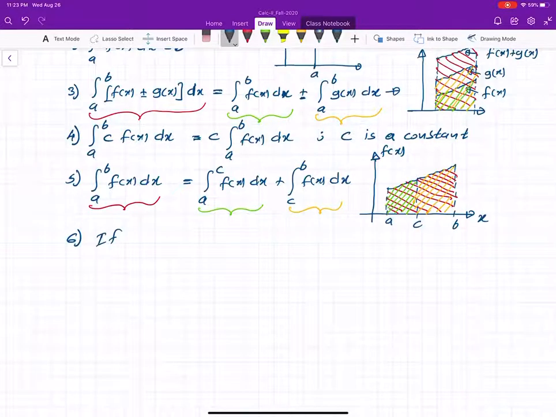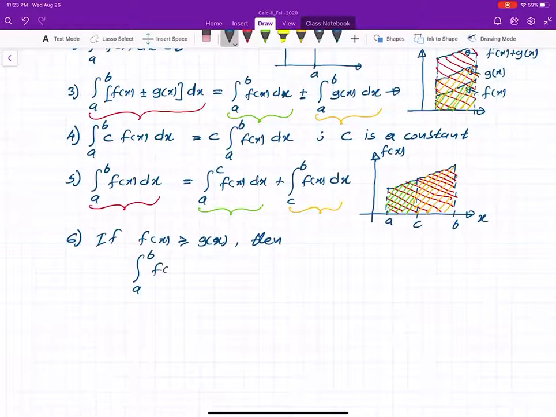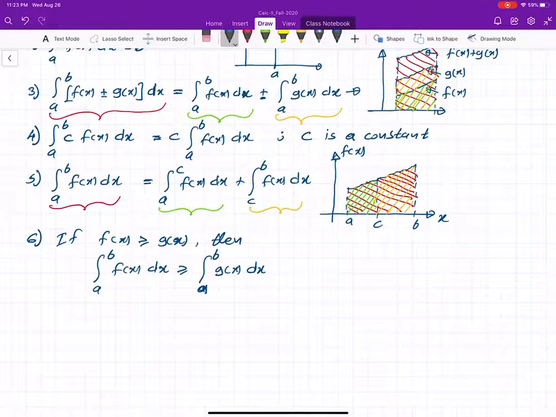if f of x is greater than or equal to g of x, then you have this property: integration from a to b of f of x dx is greater than or equal to integration from a to b of g of x dx. All right, so this can also be explained by this area approach.